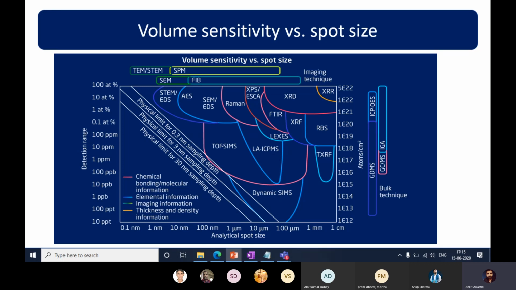But in some cases, we don't need a sensitive analysis. We need to analyze the whole material. Then we increase the spot size. So here you can see that there are different methods used to perform different analyses, and each method has some limitation, whether on volume sensitivity or on spot size. And if you want to get both perfectly, then the factor of cost may also come into play.